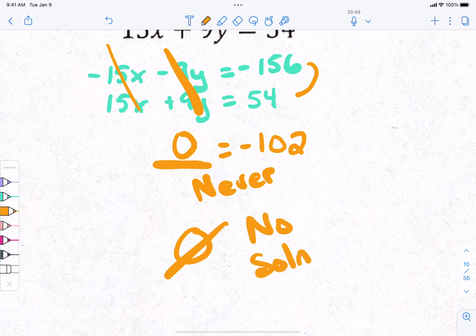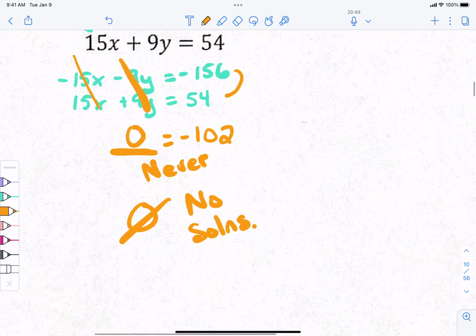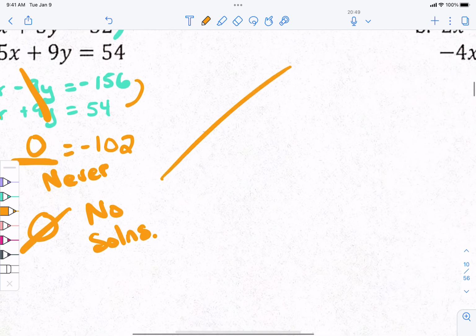No solutions. Do you know what these look like when they are graphed if there are no solutions? They're parallel to each other, right? Parallel means no solutions, because parallel lines don't touch, right?